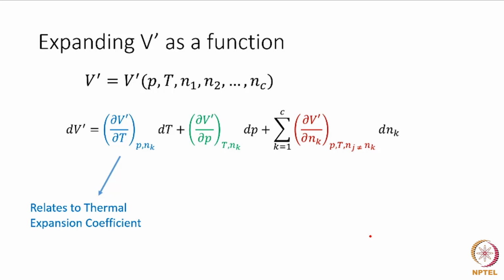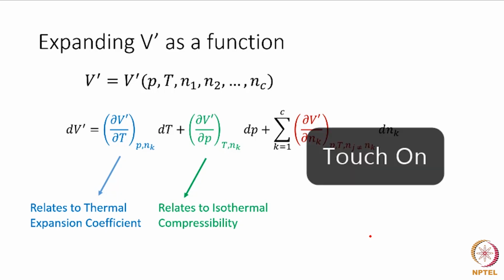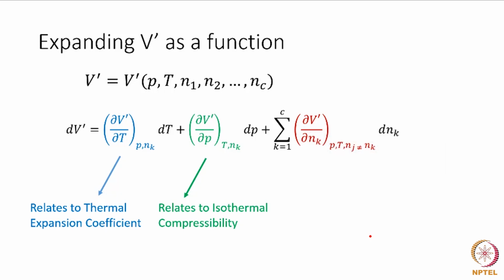That is, the first term in blue relates to the thermal expansion coefficient. The second term relates to the isothermal compressibility. The third term relates to what we have just now discussed, namely the partial molar volume.